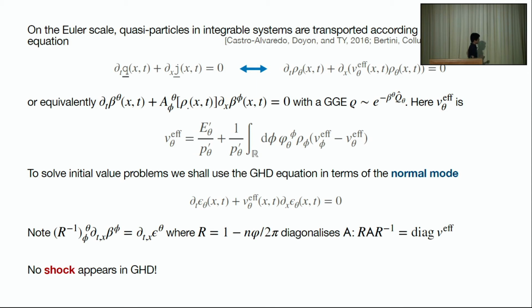Or equivalently, one can also write down the GHD equation in terms of the beta, as I will do later, by defining the beta theta in this way.